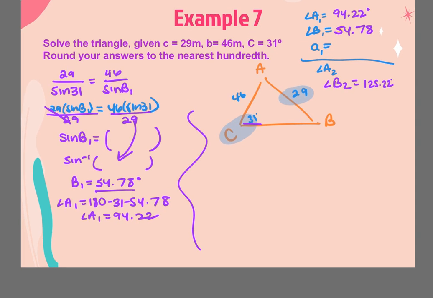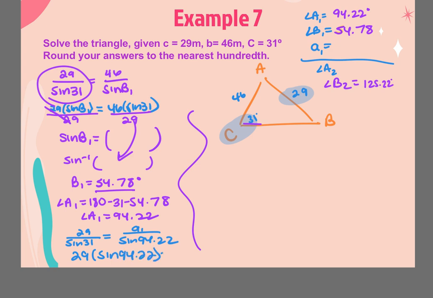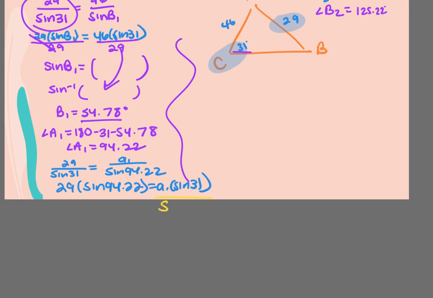And then the last thing I need to find from that triangle is side A. So I still use the original C's that I was given at the beginning. 29 over the sine of 31 equals A1 over the sine of 94.22. Cross multiply and divide. And I'm going to type that in the calculator, 29 sine 94.22 divided by sine of 31. And I get A1 equals 56.15.